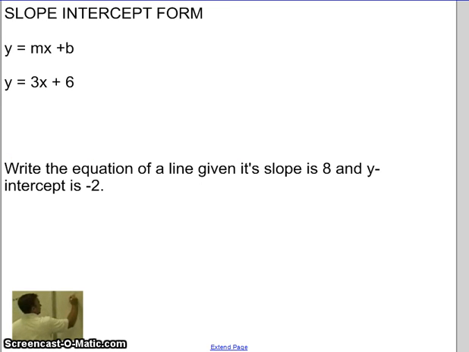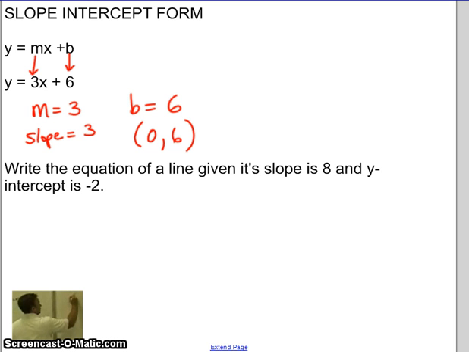Alright, slope-intercept form. Again, y equals mx plus b. So if I were to look at this equation, y equals 3x plus 6, I would notice that the m value equals 3, and the value for b equals 6. So the slope, or m, equals 3, or 3 over 1, however you want to write it. You could write it as a fraction if you want. Okay, and then the y-intercept is at (0, 6).